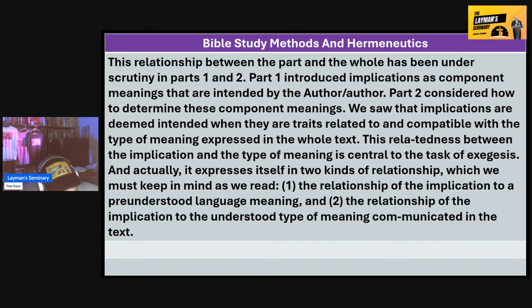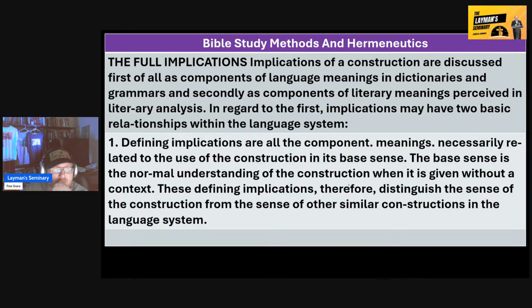This relatedness between the implication and the type of meaning is central to the task of exegesis. And actually, it expresses itself in two kinds of relationship, which we must keep in mind as we read. One, the relationship of the implication to a pre-understood language meaning, and two, the relationship of the implication to the understood type of meaning communicated in the text. The full implications.